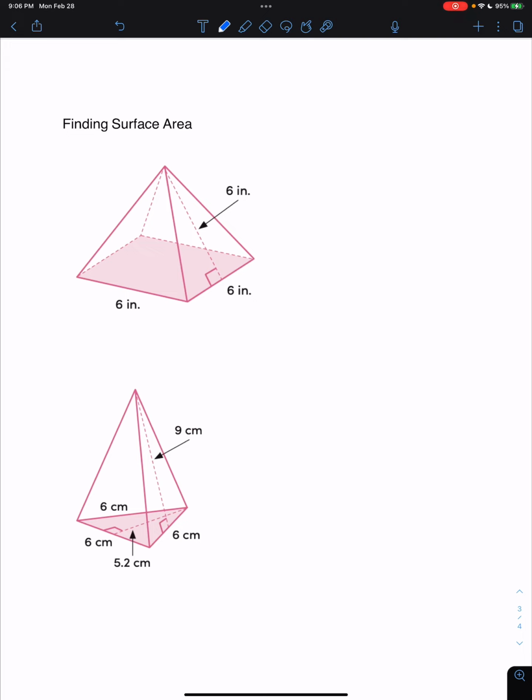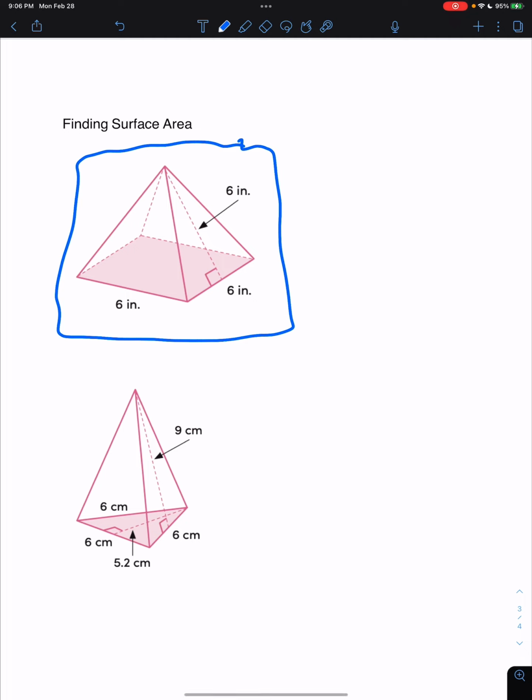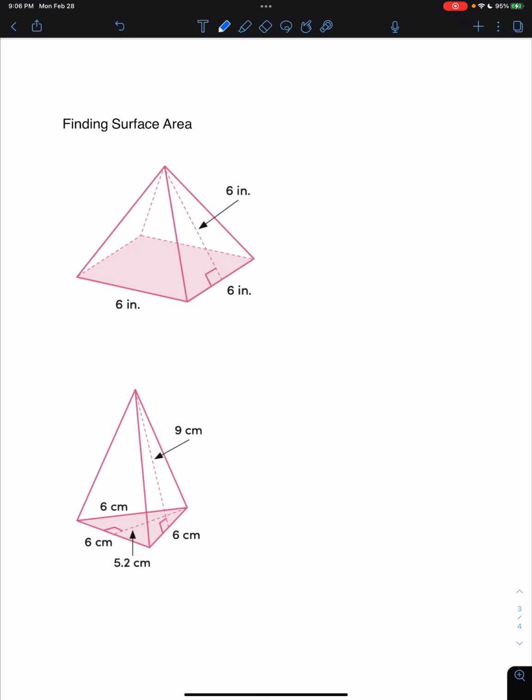It's as if we were wrapping a present, and our present was the shape of this square pyramid here. And we want to have enough wrapping paper to cover the outside of the square pyramid, and that's what we mean by surface area. So let's see how we can find surface area. And as I said, all we're doing is taking the area of all of the surfaces, the faces and the base of our pyramid, and we're going to add them all together.